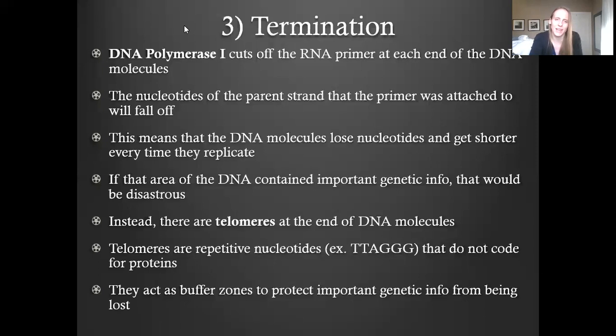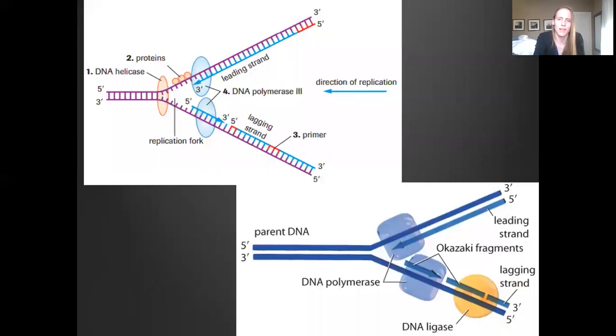So both of those get cut off by the DNA polymerase, and then the parent part of the DNA molecules that the primer was attached to just fall off because they're just like hanging single-stranded there, and then they just like fall off. So that would be like this part.